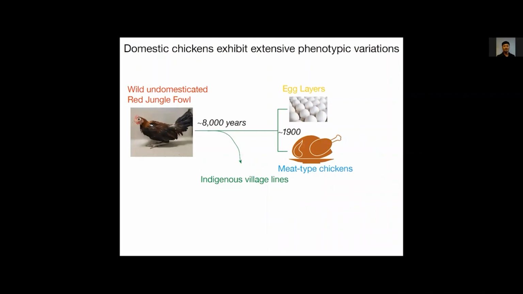We know that current model chickens were domesticated from the red junglefowl about 8,000 years ago. Currently there are two main applications for domestic chicken: egg layers and meat type chickens. Of course, these are industrialized chickens, but there are also many thousands of village local lines. So they all have very diverse phenotypic variations.